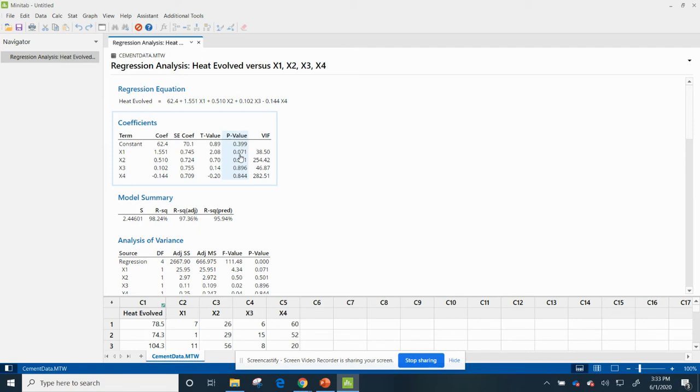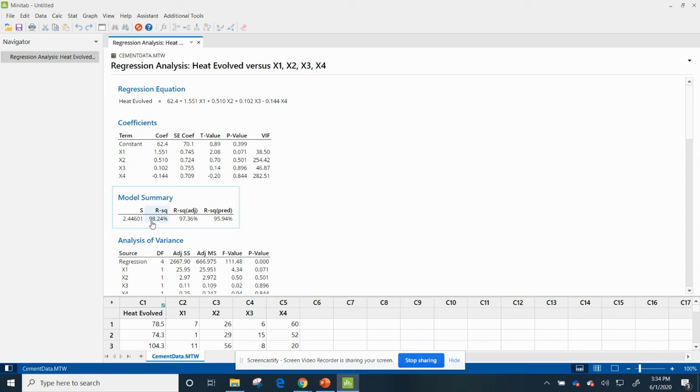So then let's look at X1. X1 still has a high p-value, but look at that VIF. It's 38. And remember, I said anything over 10 was high. So that's really high. X2, 0.501, same thing. Look at that VIF, huge. 0.896 for X3. Again, high p-value. Same thing for the VIF. Same for X4, and then for the VIF.